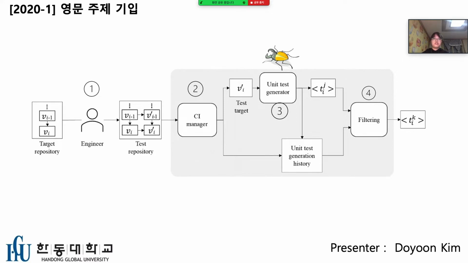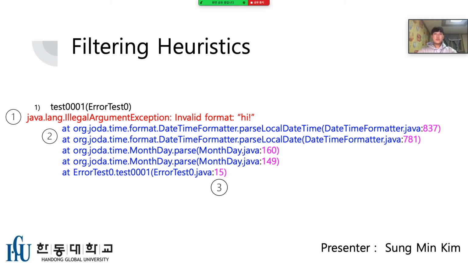Thirdly, the unit test generator module automatically generates unit tests with the information in the test version. The unit test results that have generated test failures are sent to the fourth step, the filtering module. The filtering module aims to filter out false alarms. In other words, the same errors that occurred in the previous version.